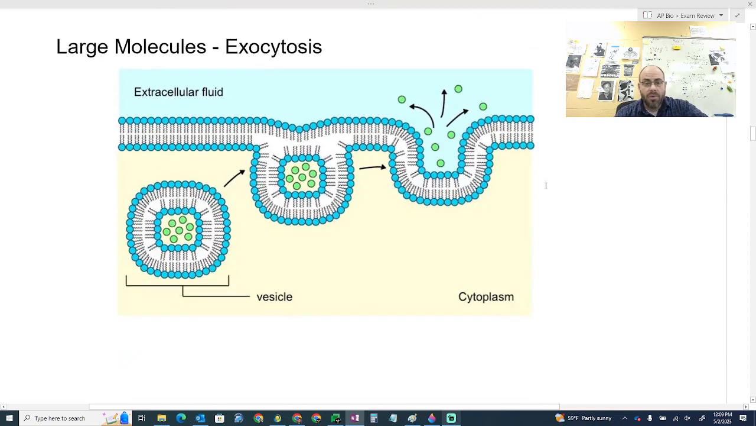The opposite of this, of course, is exocytosis, where a vesicle is fused with the cell membrane and pushes those particles out of the cell. This could be to get rid of waste. It could be to put a hormone out into the extracellular space. There's lots of reasons that exocytosis could occur.